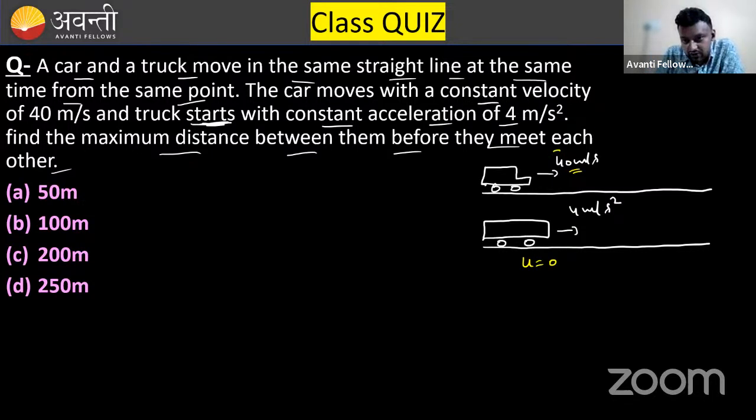So the car's velocity is 40 meter per second. After how much time will the truck acquire the same velocity? Can anyone tell me? After how much time will the truck acquire the same velocity?